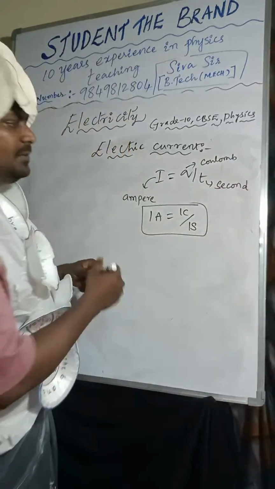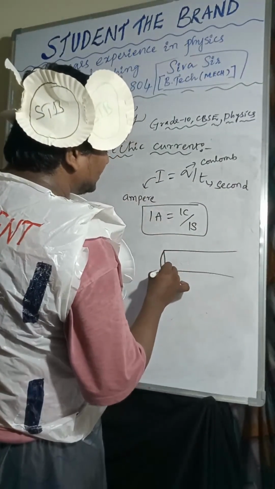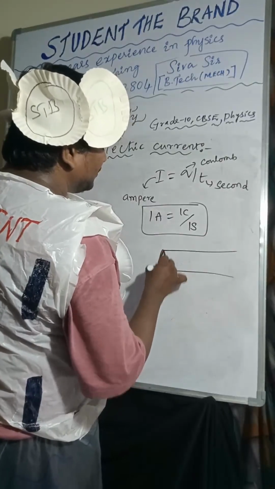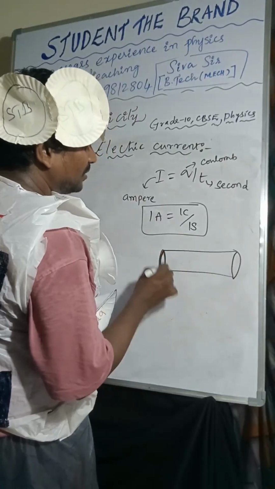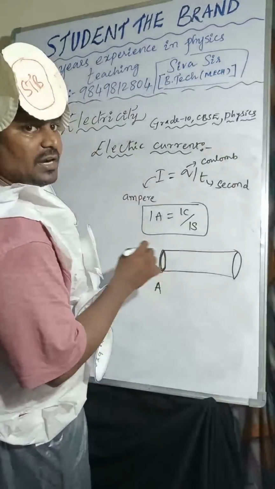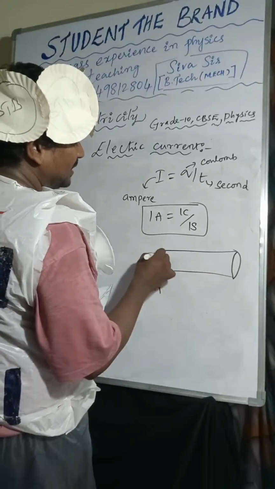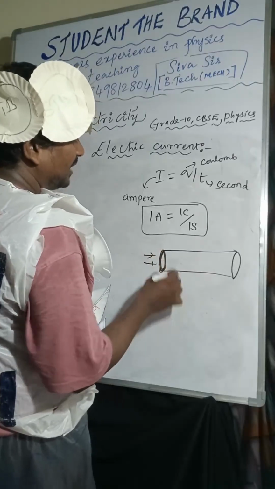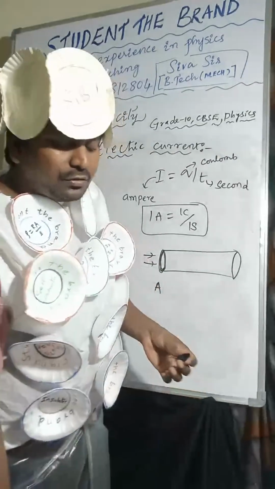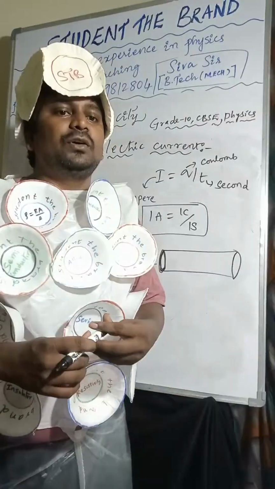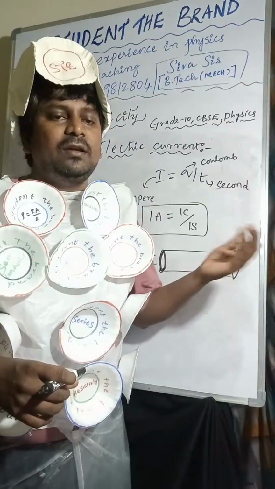Here I'm taking this conductor. The charge is moving through this conductor like this, through this area of cross section. The current is passing through it. So the flow of charge through unit cross section area per second is called electric current. I equal to Q by T.